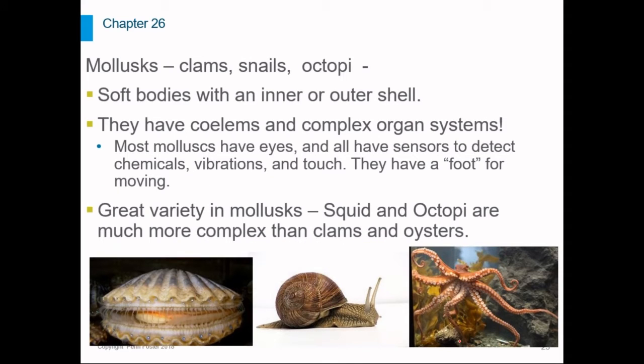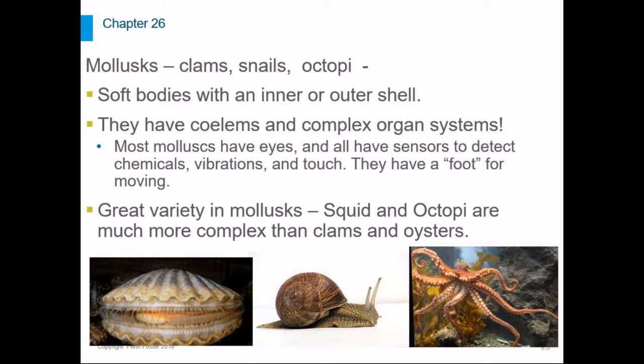Mollusks are really varied. So mollusks are things like snails and slugs, clams and oysters and mussels and scallops, and then octopi and squids and cuttlefish. So really different things, but they're all mollusks. So some traits that they share, they all have coeloms and they have complex organ systems. They have soft bodies with an inner shell or an outer shell. So on the clams and the snails, you see the outer shell, but some of them have a shell inside.